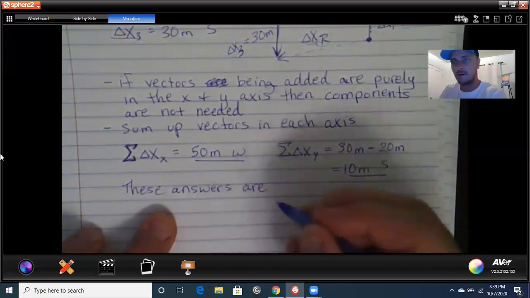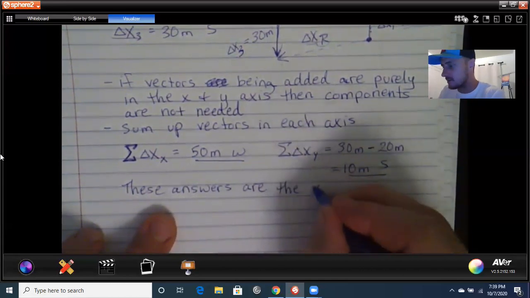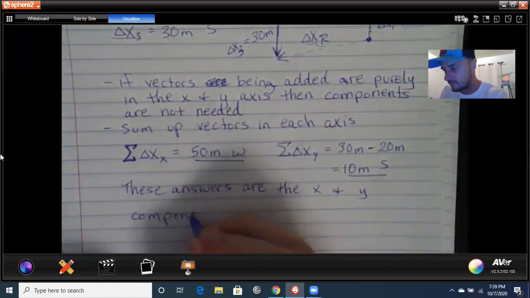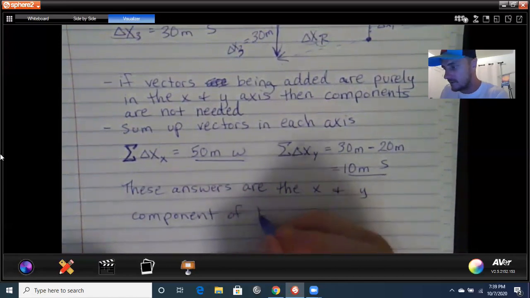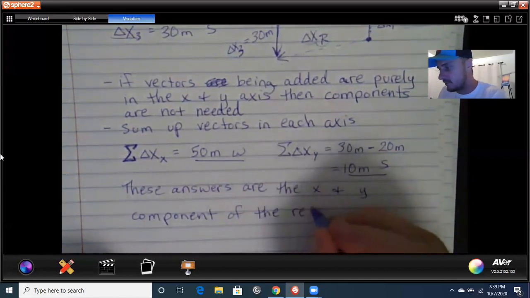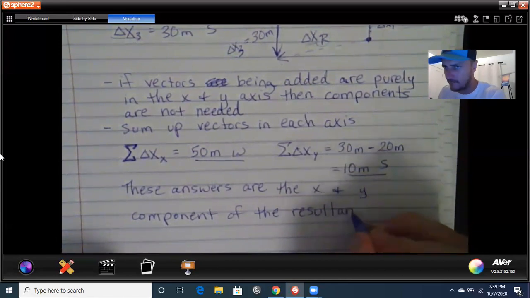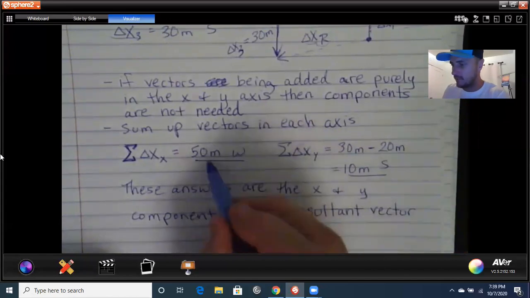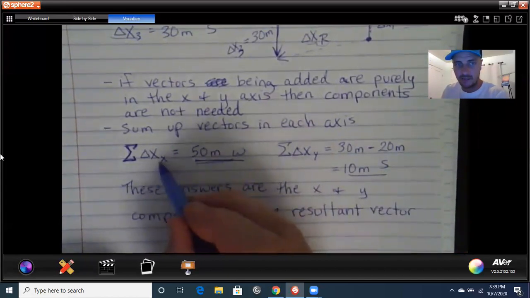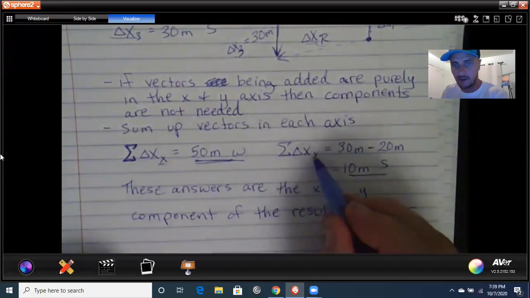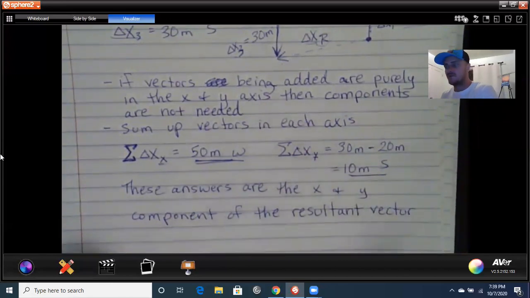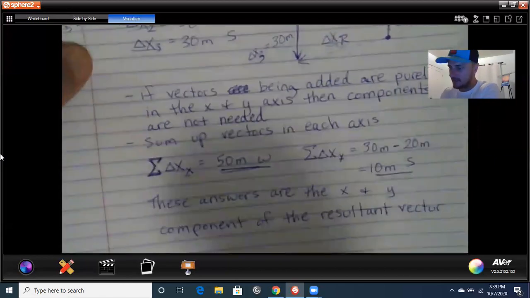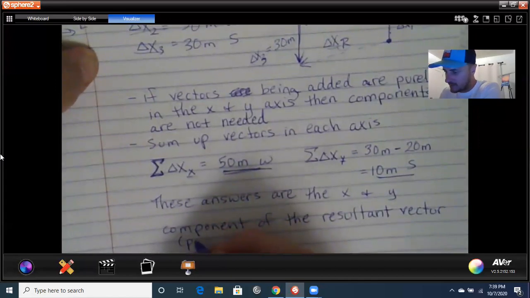these answers are the x and y component of the resultant vector. Very important that you understand that. I will ask this over and over again in class. Ask it in warm-ups. I want you to understand that once you sum up the x's, the x-axis, and sum up the y's, the y-axis, you just found the x and y component, or the x and y piece. I'll even put that word here, piece.